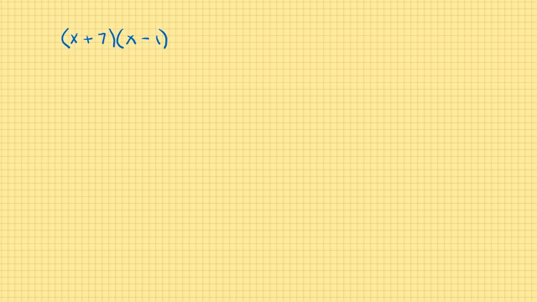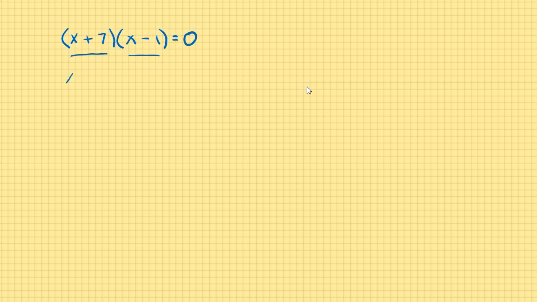Now, because it's in factored form, it can reveal certain information about the zeros of this quadratic expression. In other words, the values of x that make it equal to 0. So I can turn this expression into an equation for the purposes of finding the zeros. In order for this expression to equal 0, either this factor needs to equal 0 or this factor needs to equal 0.